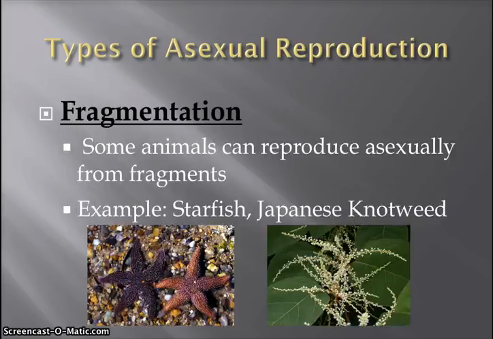The third type of asexual reproduction is called fragmentation. In fragmentation, some animals or plants can reproduce asexually from fragments, such as the starfish or the Japanese knotweed plant. With a starfish, you can probably remember, if you've ever been out in the water, that you can cut off one of its arms, and it won't die. The starfish whose arm was cut off will grow back a new arm, and the arm that was thrown away will grow a new starfish.